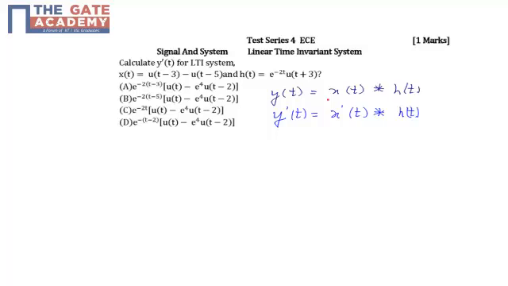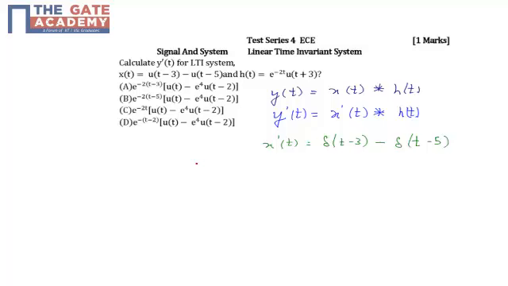Now, if we see over here, x dash of t would be equal to delta of t minus 3, since it is in terms of u of t, so the derivative would be delta. So we would have delta of t minus 3 minus delta of t minus 5.